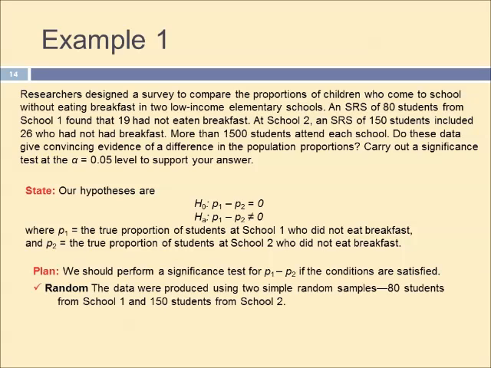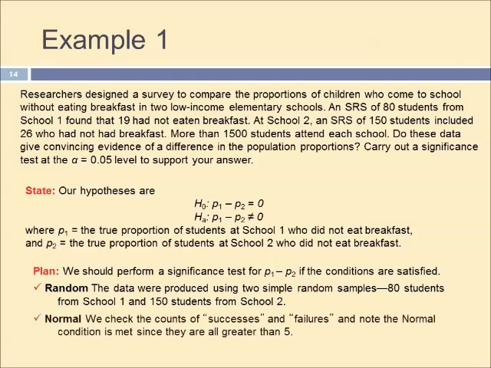The data were produced using two simple random samples, so that condition is met. We check the counts of successes and failures, and note that this condition is met since they are all greater than 5. I should point out here, for example, in School 1, there are 80 students, 19 students who didn't eat breakfast, so that's the number of successes, and then 80 minus 19 is the number of failures. And School 2, 26 is the number of successes, and 150 minus that. So clearly those are both bigger than 5.